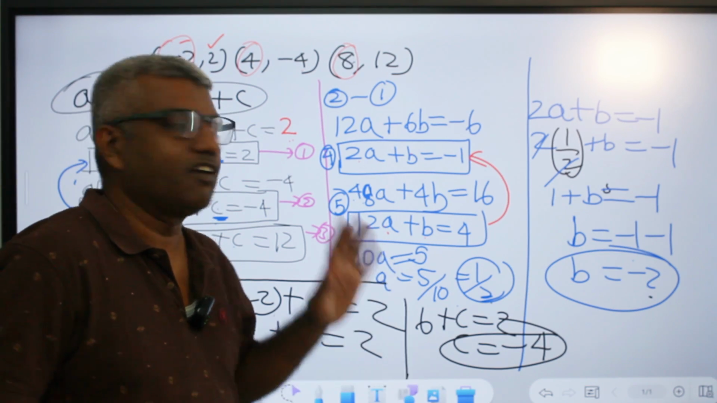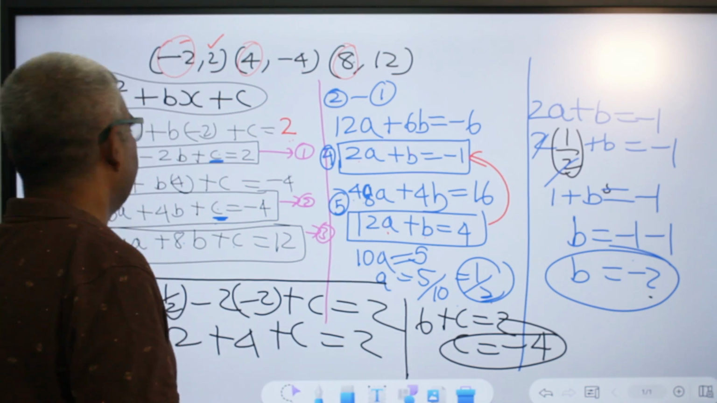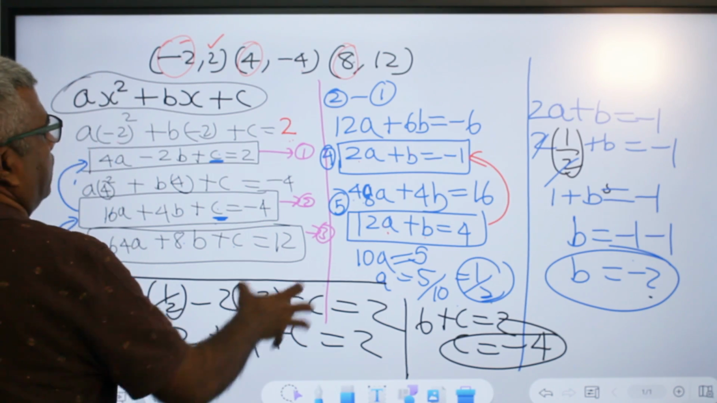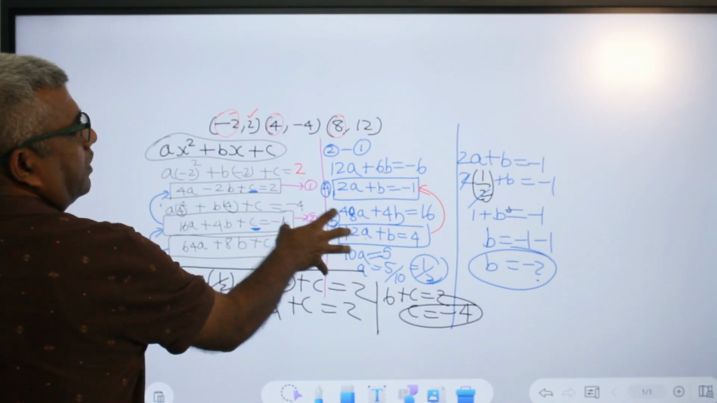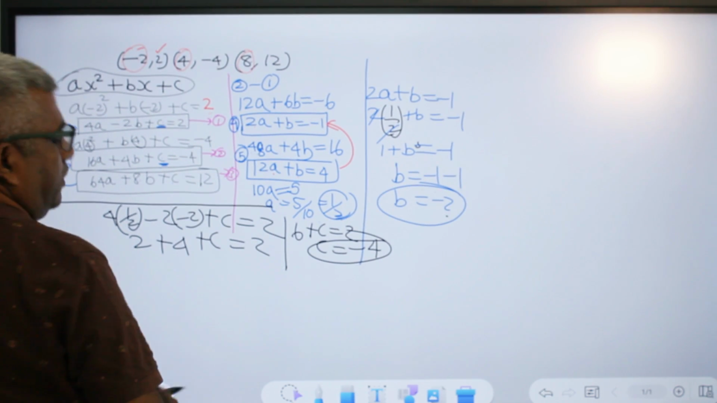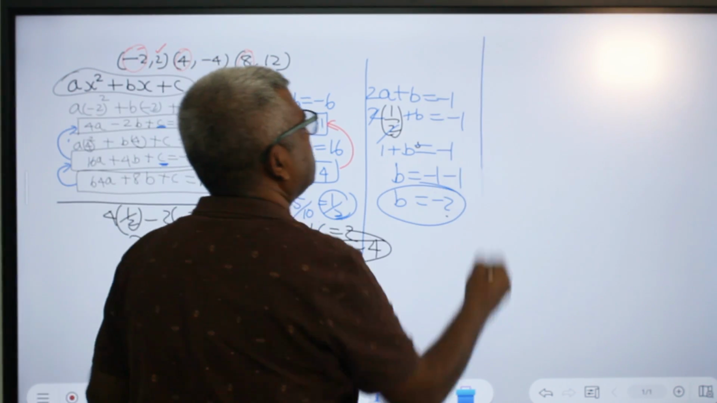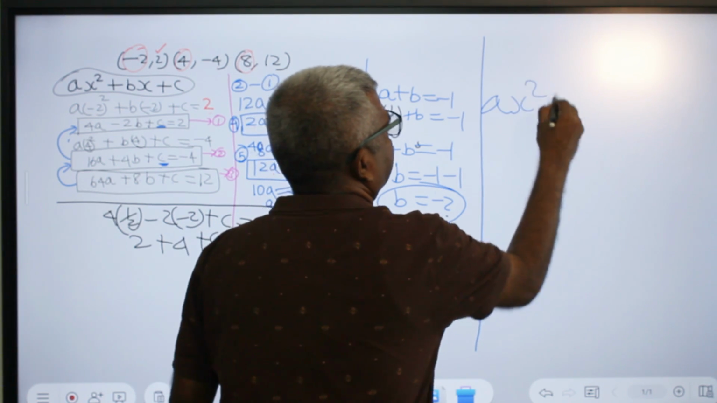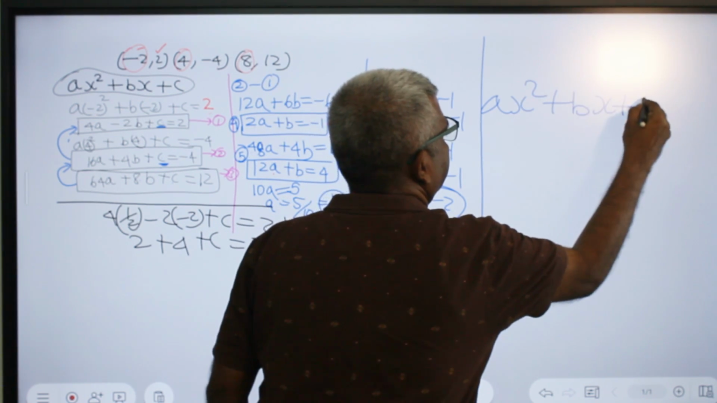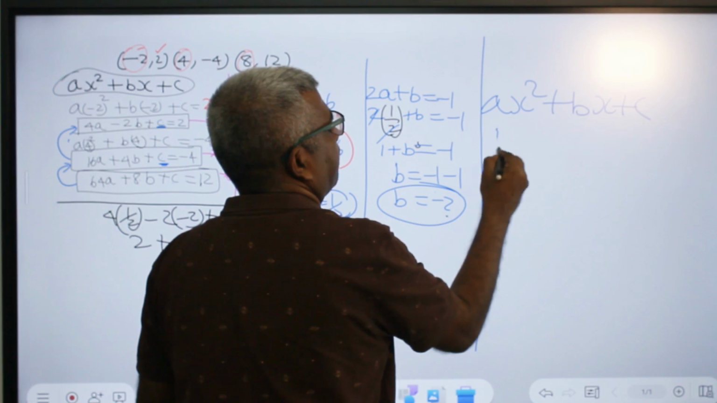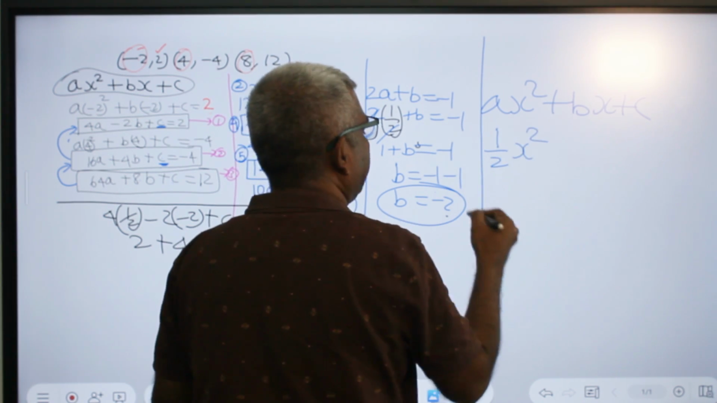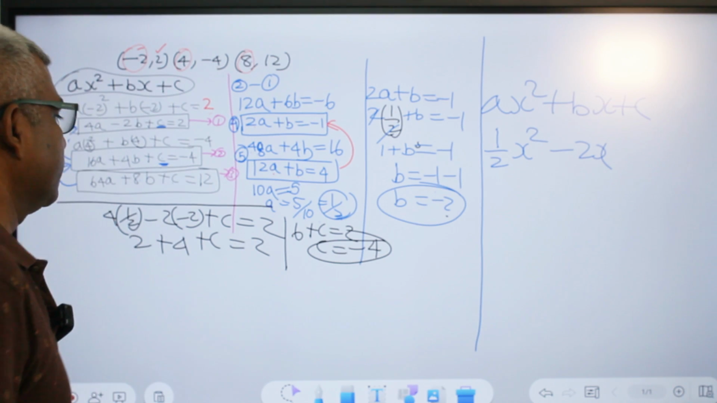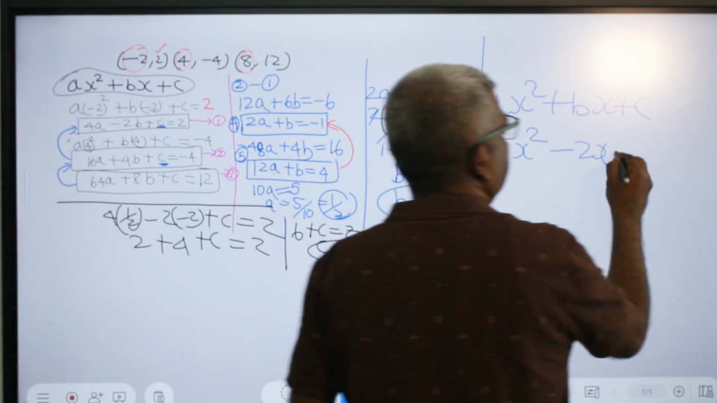We got it. Now what is our equation? Write it down until now. What is our equation? ax squared plus bx plus c. a is 1, so x squared. What is b? b is minus 2, so minus 2x. What is c? c is minus 4.